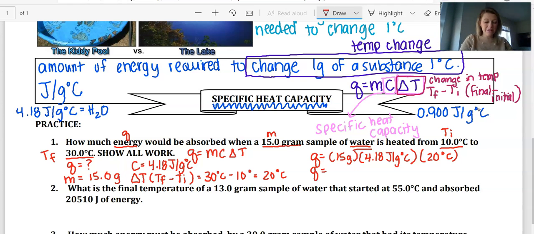So we plug this all into our calculator and we get 15 times 4.18 times 20, which is going to give us 1,254 joules of energy. Okay.